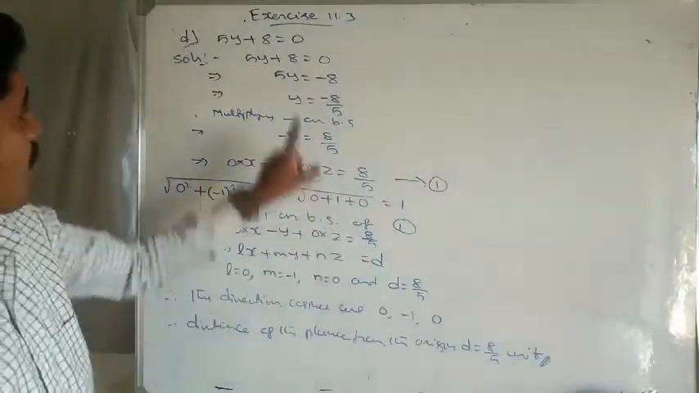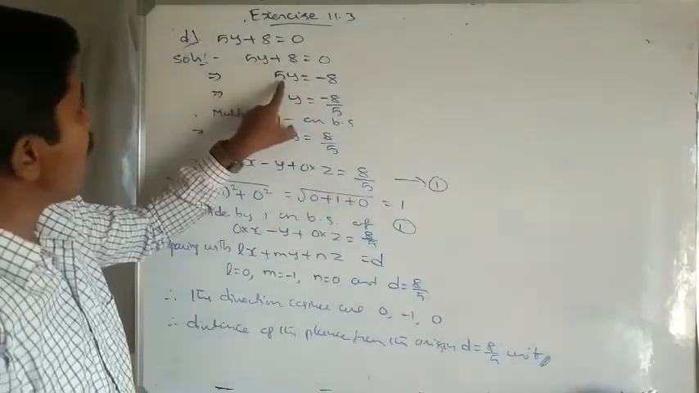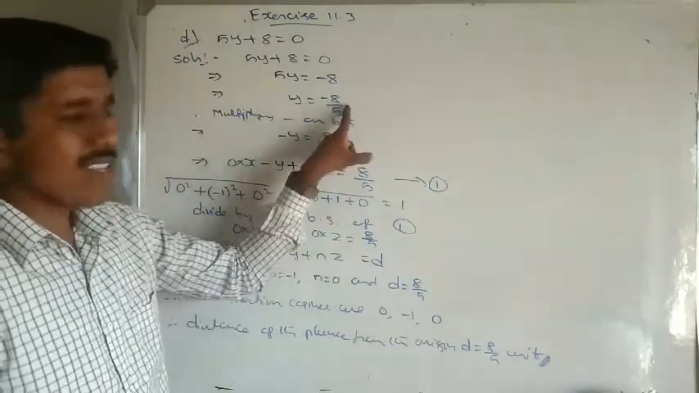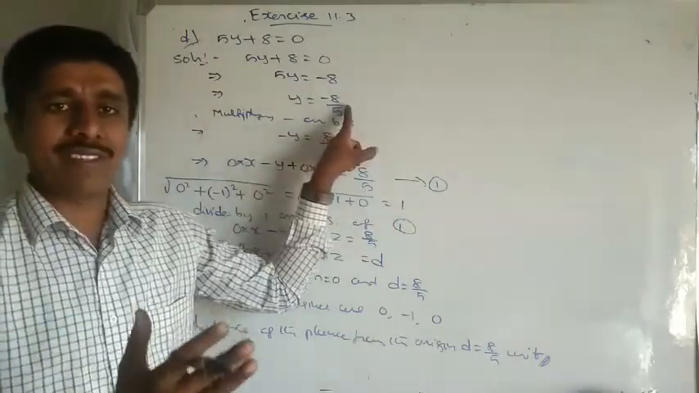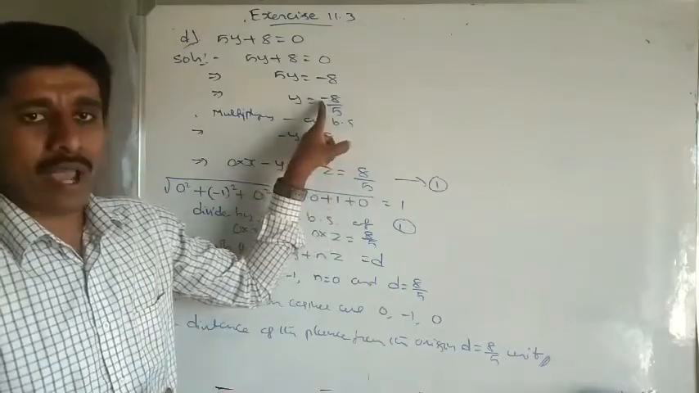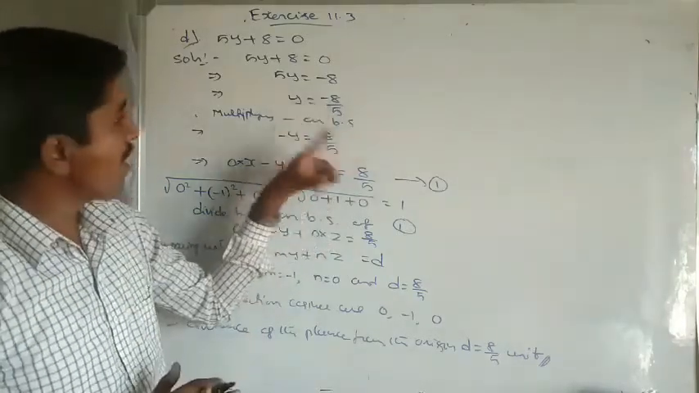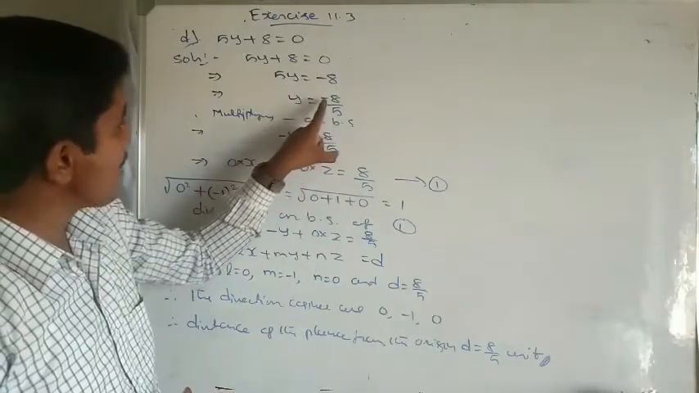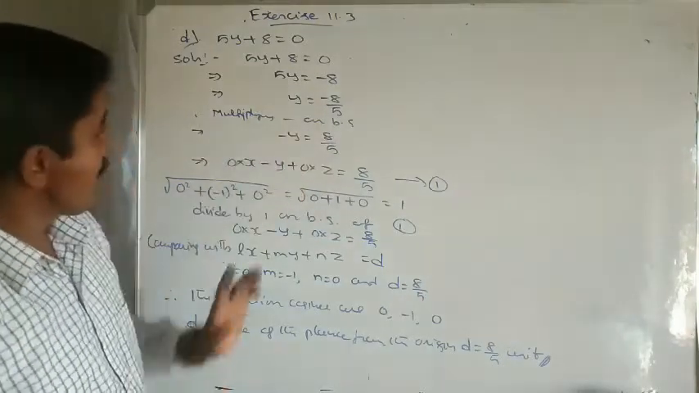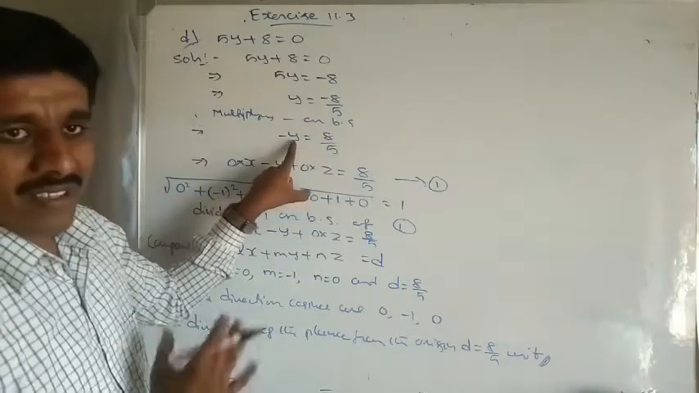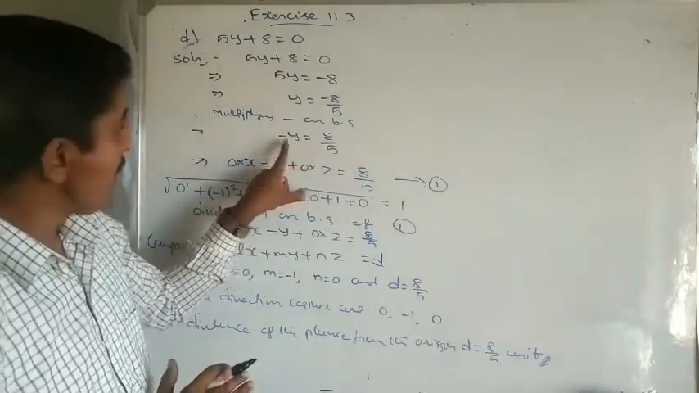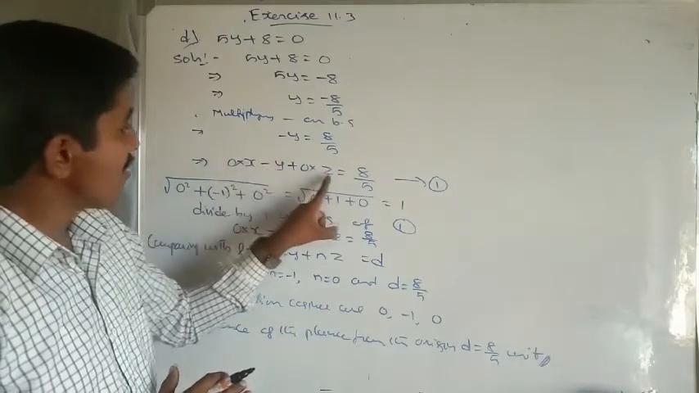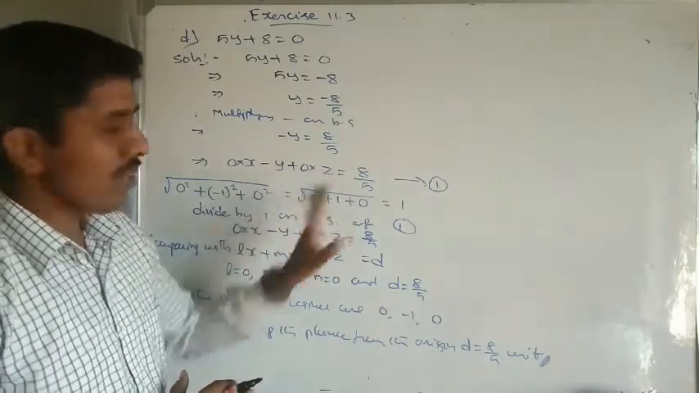Got it. First find the y value. 5y is equal to minus 8, y is equal to minus 8 by 5. The RHS we are going to express in terms of distance; distance is non-negative, but here we have a negative value. Therefore, multiply minus on both sides. Minus into plus y, minus into minus plus 8 by 5. Here we have only the y term on the left side, so the x coefficient is taken as 0. 0 into x minus y. The z coefficient is taken as 0, equal to 8 by 5.